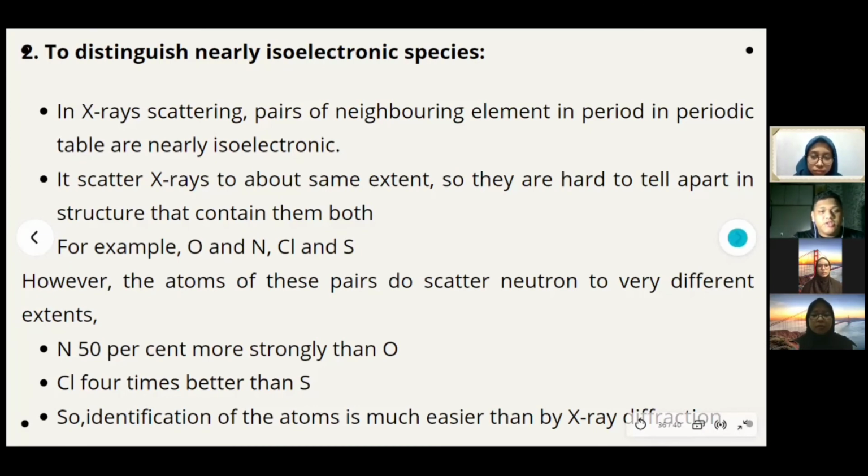However, the atoms of these pairs scatter neutrons to very different extents. Nitrogen scatters 50% more strongly than oxygen, and chlorine is 4 times better than sulfur. So the identification of the atoms is much easier by neutron diffraction.